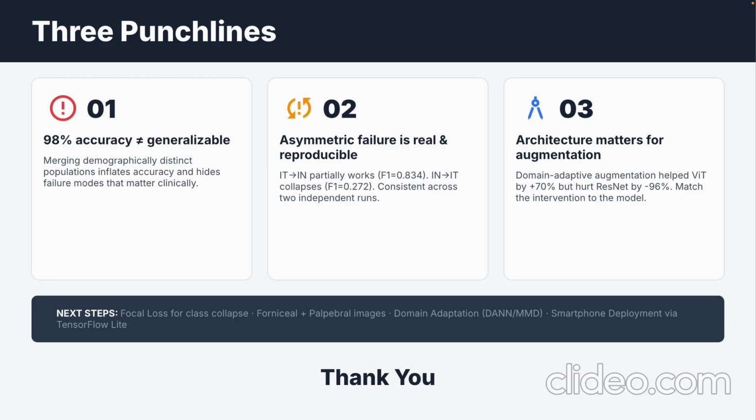And finally, the three key takeaways are: the 98% accuracy on merged data does not mean generalizable. The failure is asymmetric and reproducible. And domain adaptive augmentation isn't a universal fix. It helped ViT by 70% but hurt ResNet by 96%. The right intervention depends on the architecture, and that's it for the presentation.